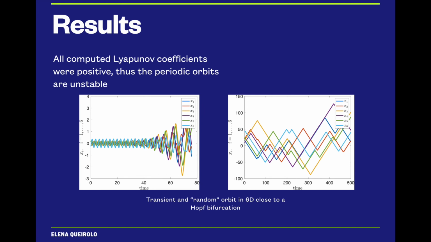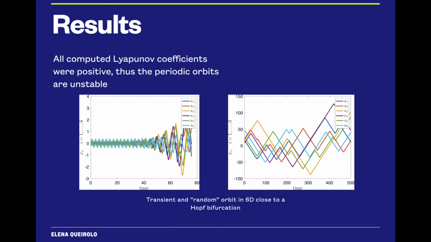So here is a 6-dimensional example in which we have found all the Hopf bifurcations, so 3 Hopf bifurcations, and we have set ourselves close to one Hopf bifurcation, and we have looked for the periodic orbit. Since it is unstable, after some time, our numerical method becomes unstable and we drift away from the periodic orbit. So we have transient dynamics.